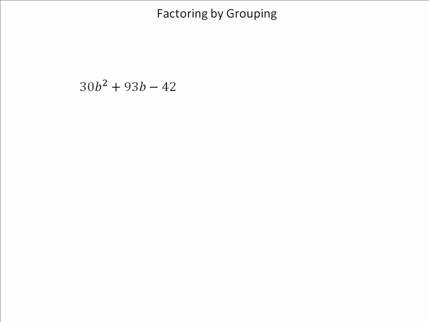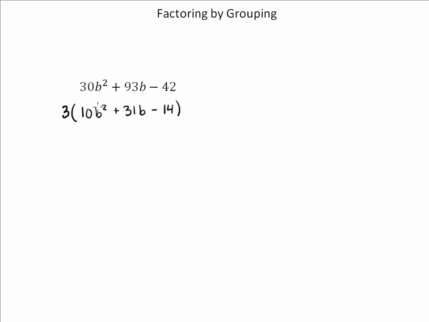Okay, here's our last problem for this video. 30b squared plus 93b minus 42. All right, so the first thing we want to do is see if they are all divisible by the same thing, and in this case, the highest number they are all divisible by is a 3. So I'm going to factor a 3 out. That leaves us with 10b squared plus 31b minus 14.